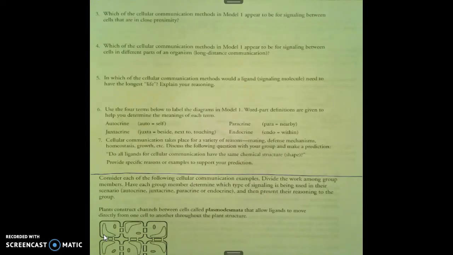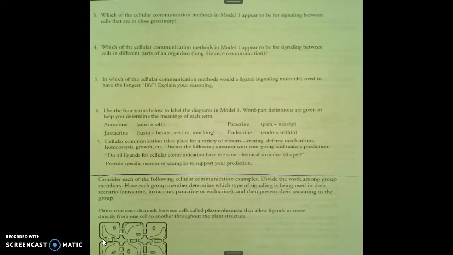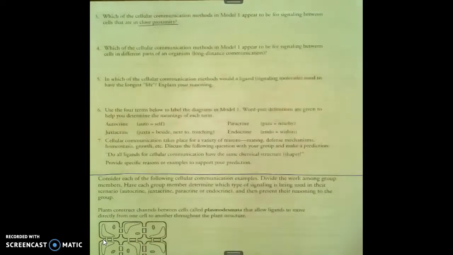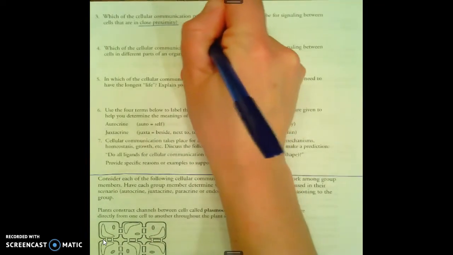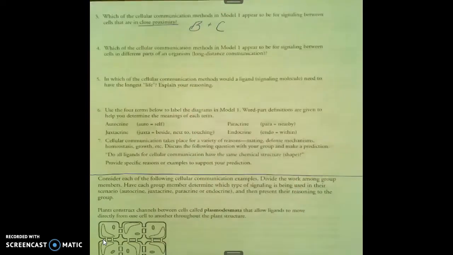Take the next few minutes and on your own, using pictures A through D, answer numbers 3 through 7. Pause the video now, please, and answer 3 through 7. Number 3 asks, which type of signaling is for cells that are in close proximity to one another? And the best choices here are B and C.